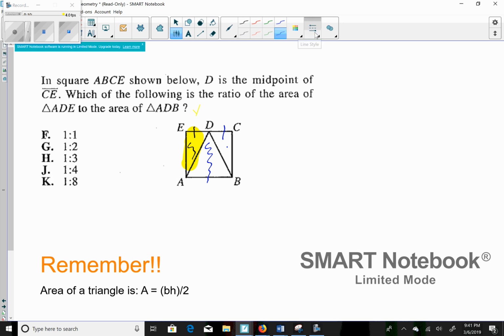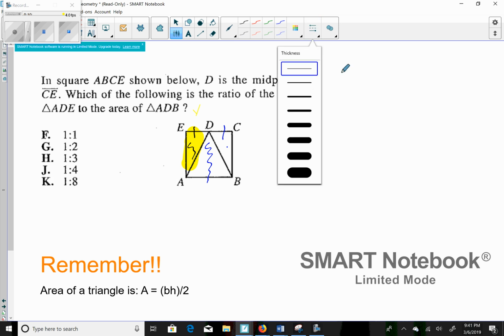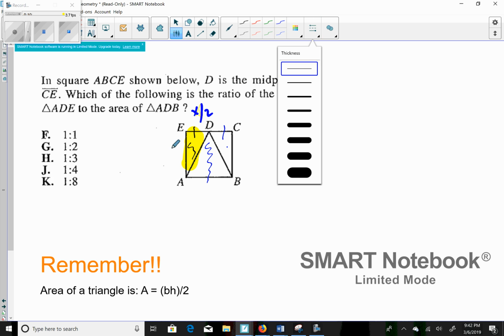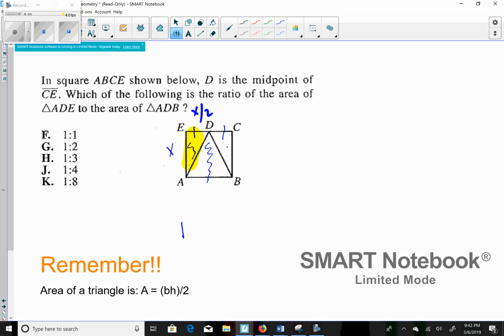So this side here will be x over 2, and then this side here is x. So the area of triangle, that's a triangle, ADE is going to be 1/2 the base, which is x over 2, times the height, which is x. So that's going to end up being x squared over 4.